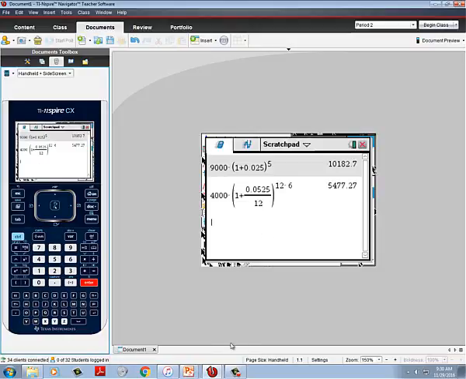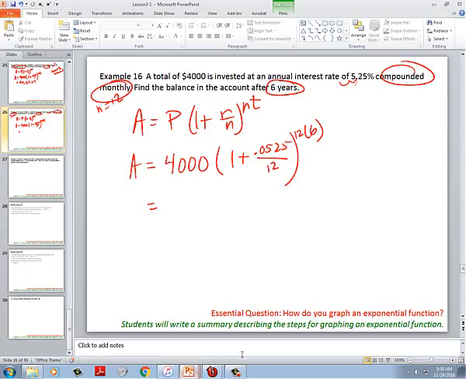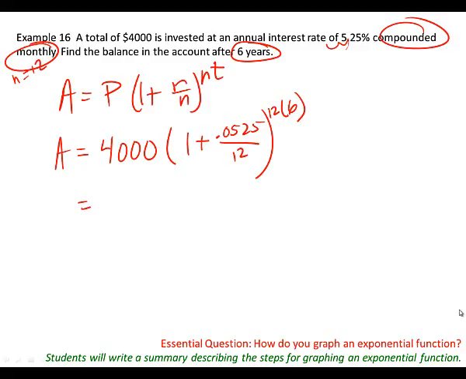Okay, are we all agreeing with the 2-7 this time? Yeah, I don't know why on that one problem mine did it weird. Okay, so on this one, we've got that it is $5,477.27 on 6 years.